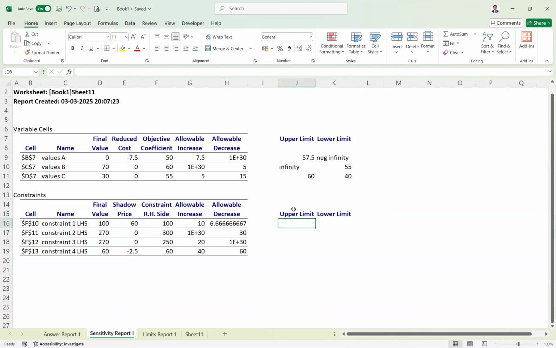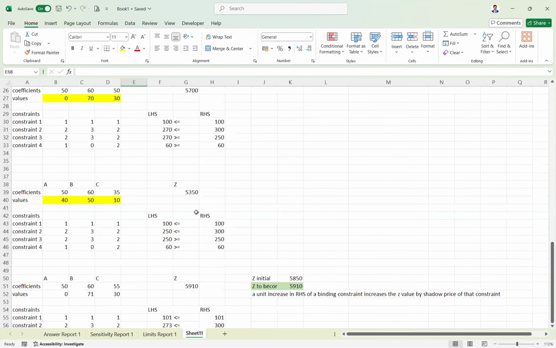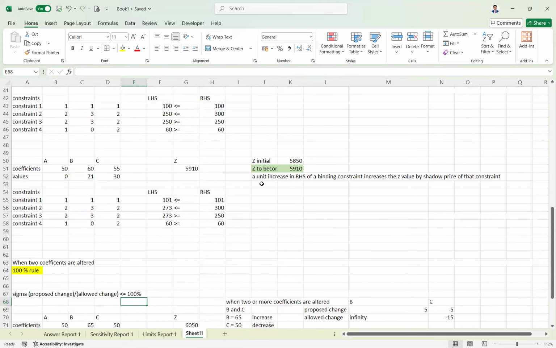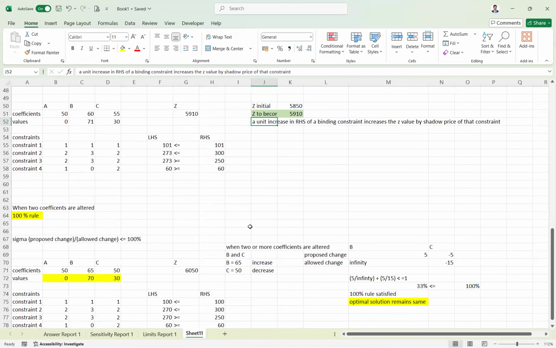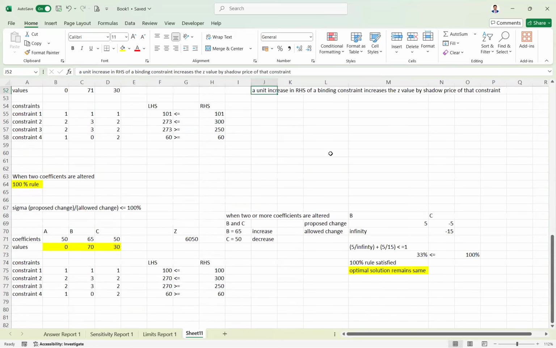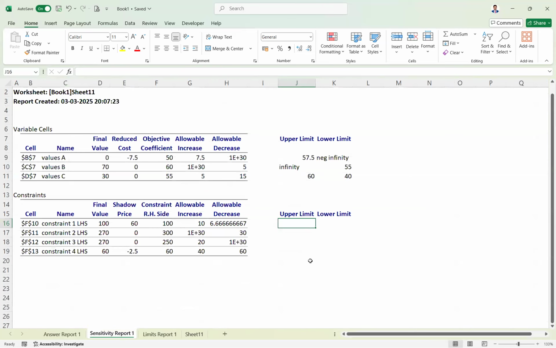In the previous video, what I have said is a unit increase in the RHS of a binding constraint increases the Z value by the shadow price of that constraint. This is for 1 unit, but you have to have the limit of how many units you can increase. For the first constraint, the shadow price is 60 and the right hand side is 100. What is the allowable increase? 10 units. So what is the upper limit? 110. What is the allowable decrease? 6.67. So what is the lower limit?